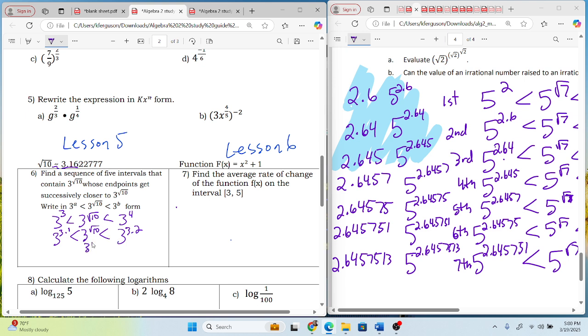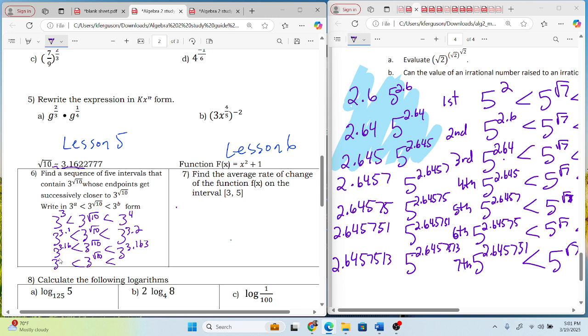So now I need to have 3 to the radical 10 again. And now I need to have 3 digits. So I have 3 to the 3.16 power. So then this is 3.162. So then that means this is 3.163. And then next, I'm going to have 3 to the radical 10 power, less than and less than. And so I'm going to go to the next decimal place.